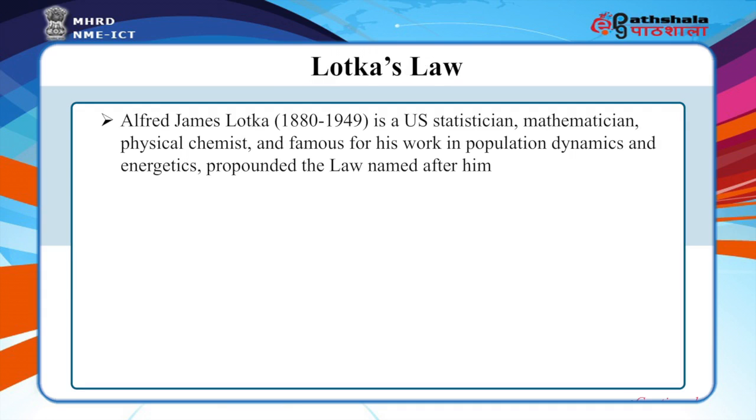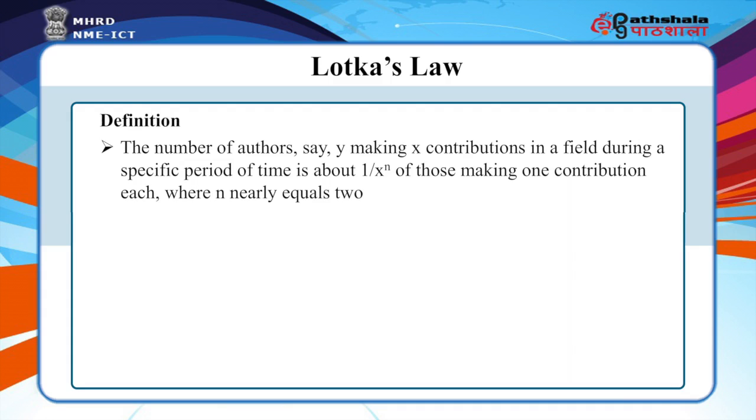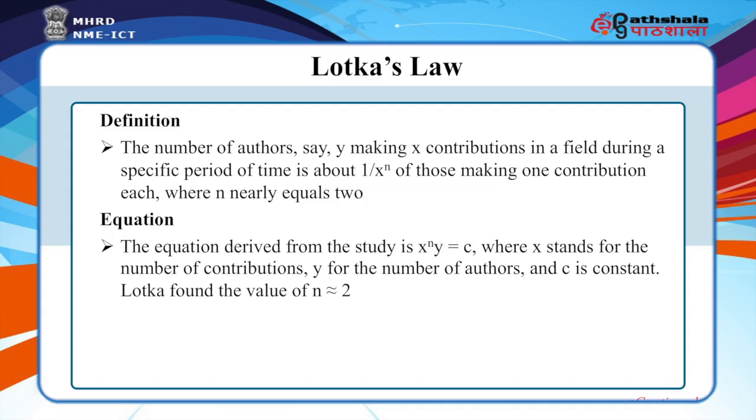Lotka's law. Alfred James Lotka, a US statistician, mathematician, physical chemist, and famous for his work in population dynamics and energetics, propounded the law that is named after him. Definition of Lotka's law. The number of authors, say Y, making X contributions in a field during a specific period of time is about 1 divided by x to the power n of those making one contribution each, where n nearly equals 2. Equation. The equation derived from the study is x to the power n times y is equal to c, where x stands for the number of contributions, y stands for the number of authors, and c is constant.